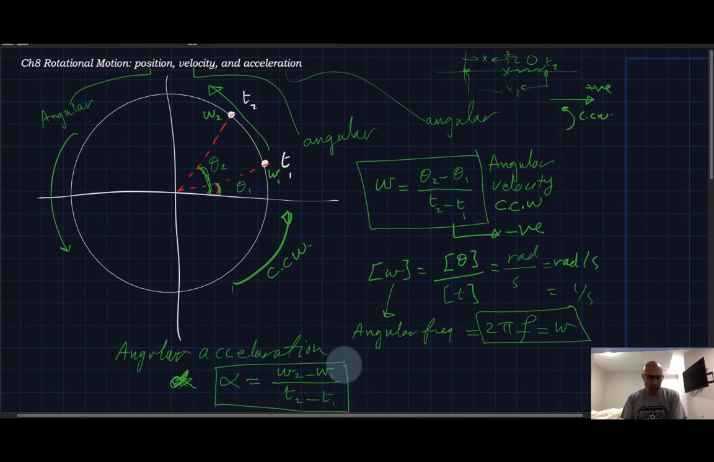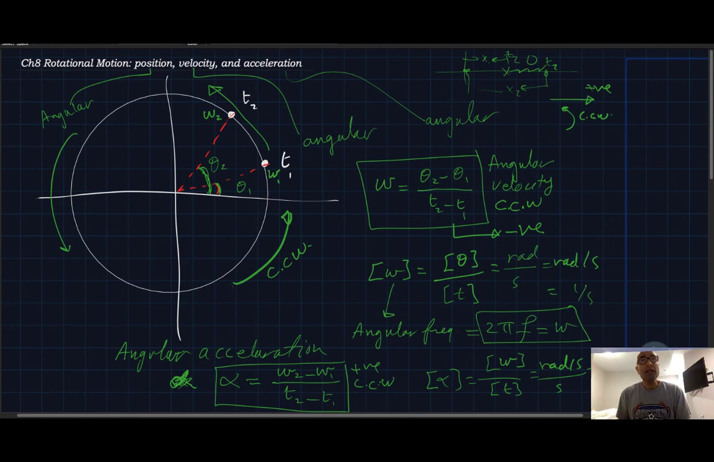Okay, and that's the angular acceleration, also positive for counterclockwise. Okay, that's it. What's the unit? The unit of alpha is equal to the unit of omega divided by the unit of time. The unit of omega is rad per second, and the unit of time is second. So that's rad per second squared, or just per second squared if you don't want to put rad.